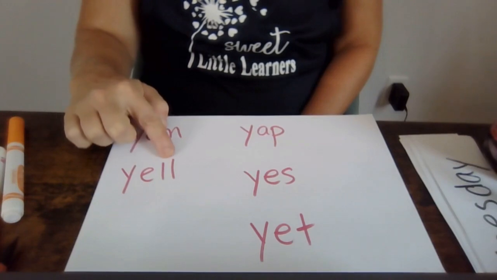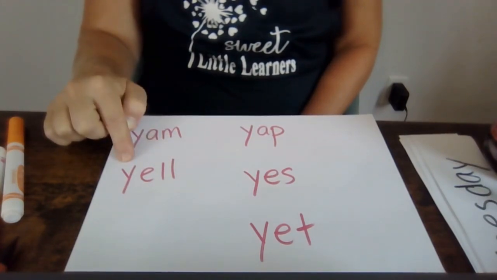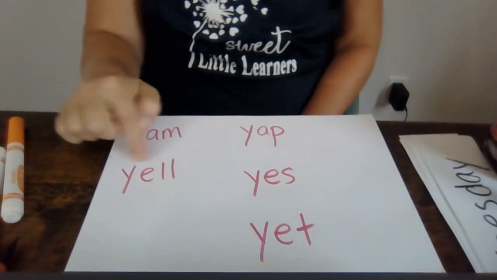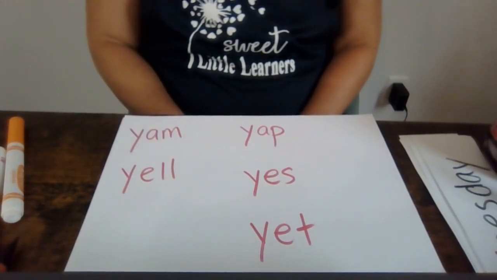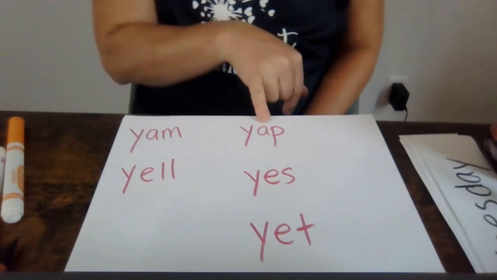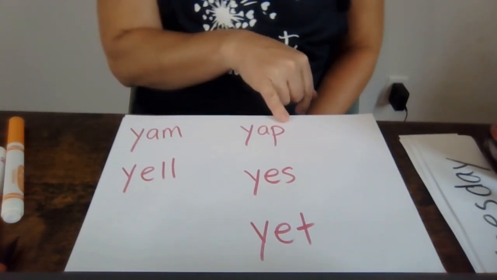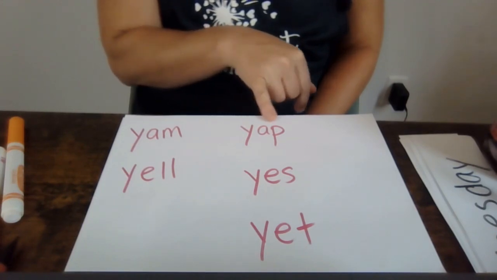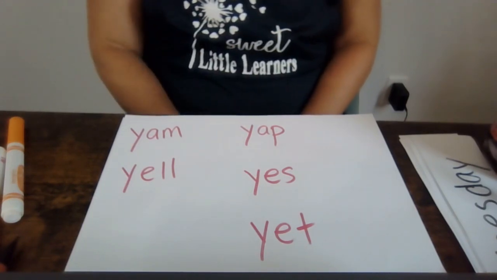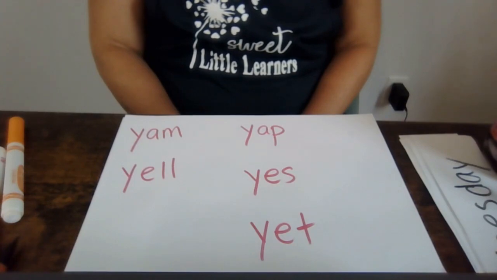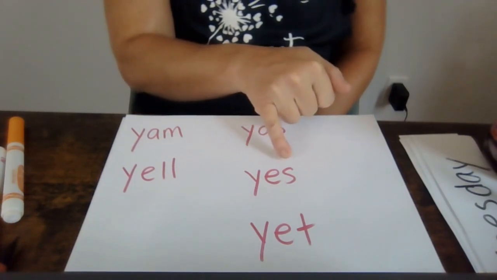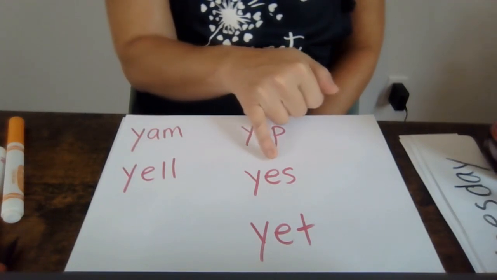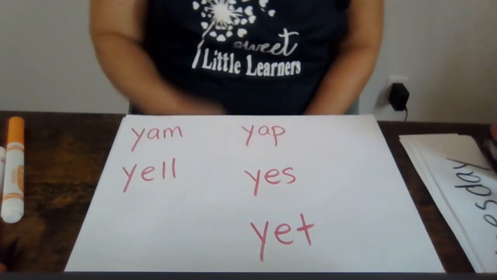ELL is the L. L. Put a Y in front of L. Yell. Have you ever had to yell? AP word family is app. Put a Y in front of app. Yap. ES. S. Put a Y in front of S. You get yes.